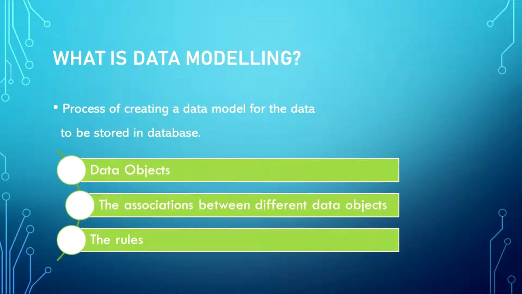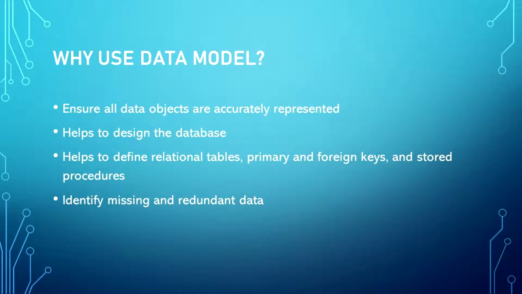There are two types of data model techniques, which are the entity relationship model and also UML, which stands for Unified Modeling Language. So, why do we use this data model? Firstly, it ensures that all data objects required by the database are accurately represented. Omission of data will lead to creation of faulty reports and produce incorrect results.